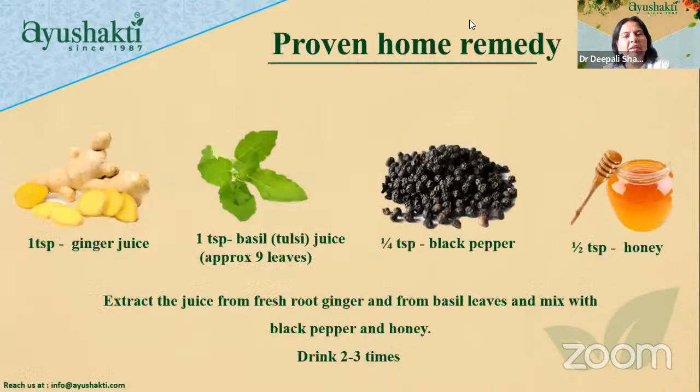For them, a proven home remedy I want to share: 1 teaspoon of ginger juice, 1 teaspoon basil, meaning tulsi juice, approximately 9 to 10 leaves, 1/4 teaspoon of black pepper powder, and half a teaspoon of honey. Extract the juice from fresh root ginger and basil, and mix it with black pepper powder and honey. Drink it 2-3 times a day, and that is very, very soothing and clears your allergy, cough, cold, and even viral fever.